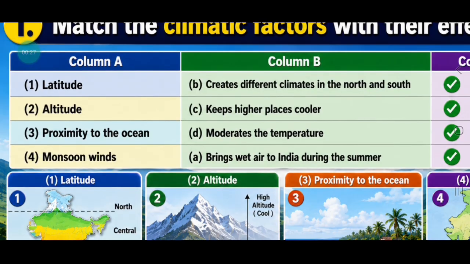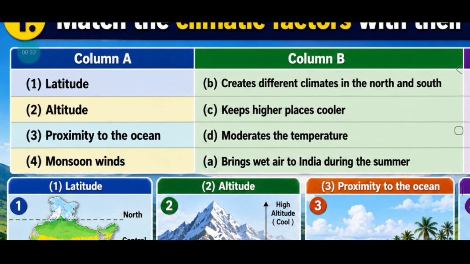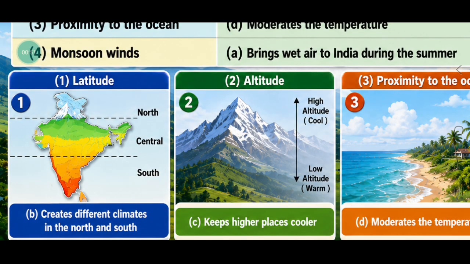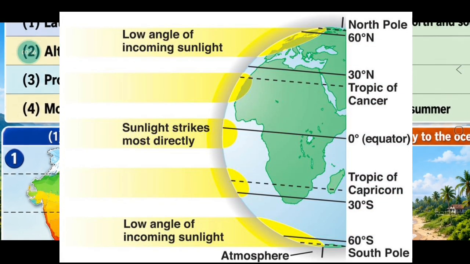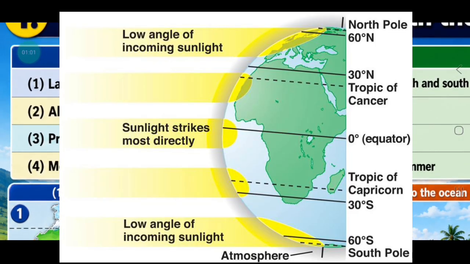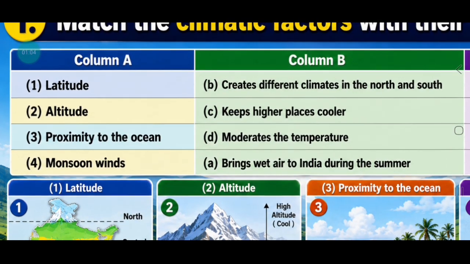Let's do it. Here, column A and B. First is latitudes. Latitude creates different climates in north and south. As we go from the central latitudes towards the north and towards the south, we observe different climatic conditions. In the center there is a hot and humid climate, and as we go towards the north and south there are moderate and then cold conditions. So this happens on earth. Latitudes decide this.